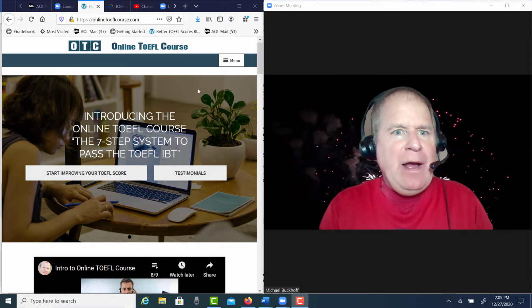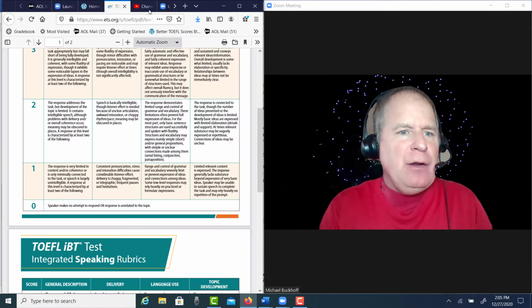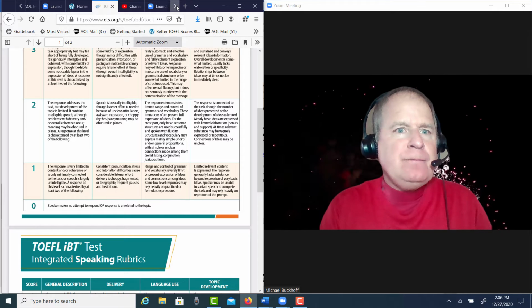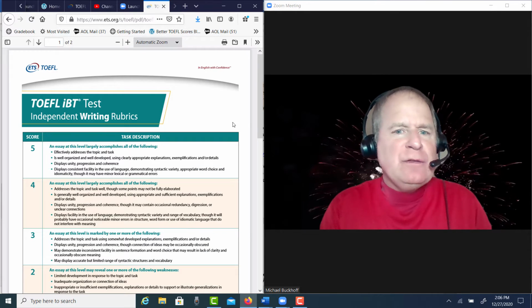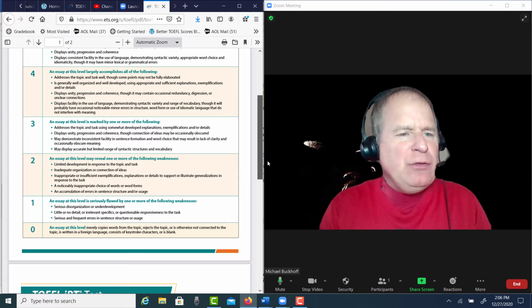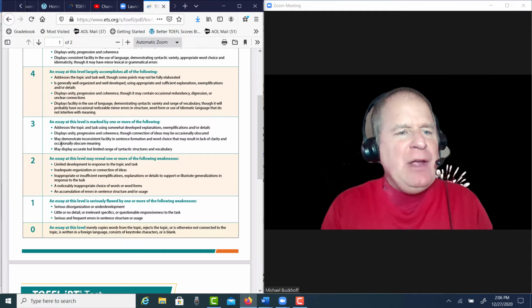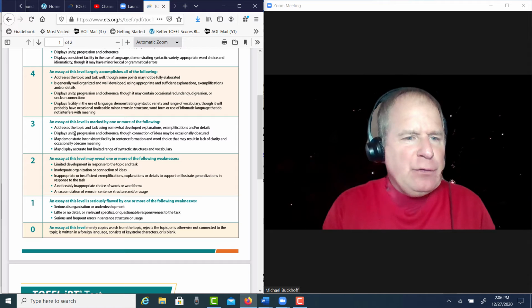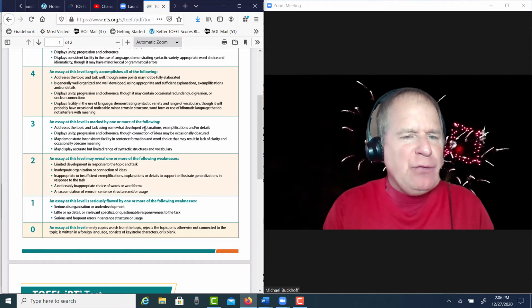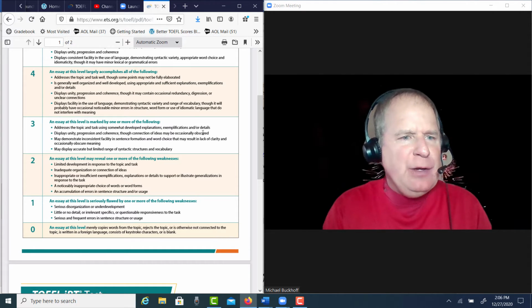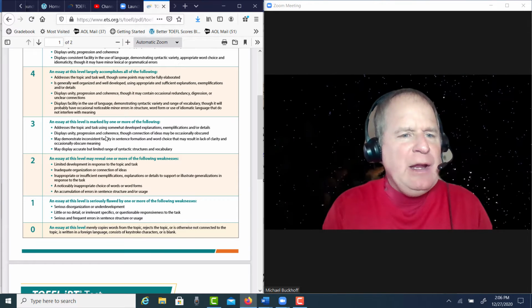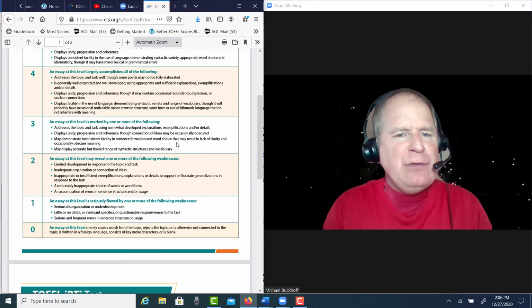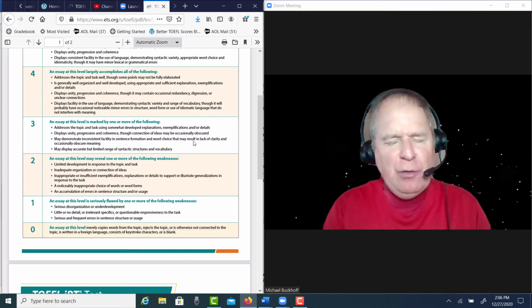And just to keep me honest here, I also have the rubrics. I read your essay, and I'm thinking in the high three area. I think it displays unity, progression, coherence, though connection of ideas may be occasionally obscured, and may demonstrate inconsistent facility in sentence formation and word choice. I think a little bit in that area.